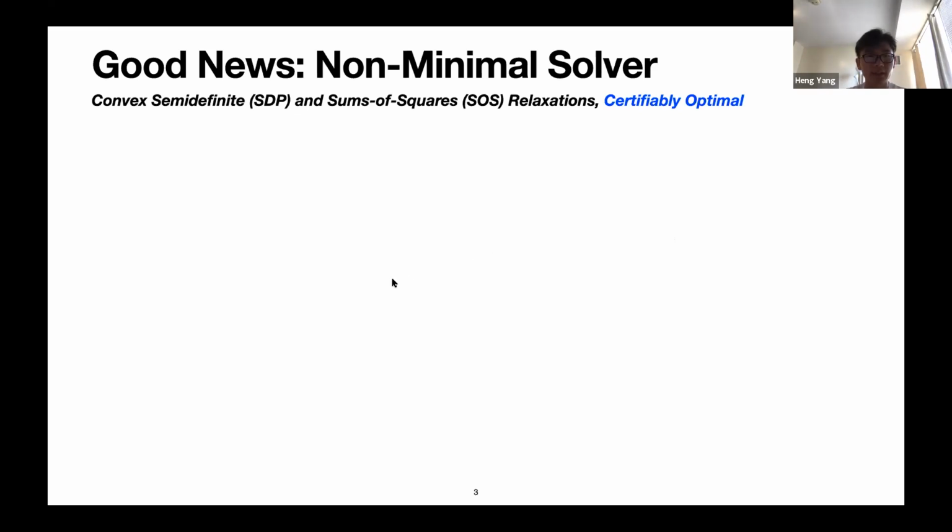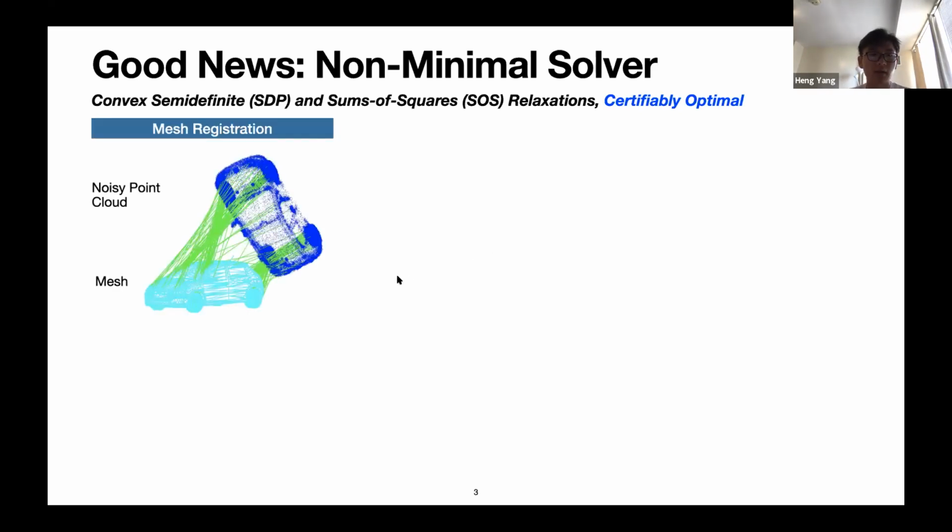For example, we've seen examples like mesh registration, where we have a clean 3D mesh and a noisy point cloud observation of the mesh. Given all correct correspondences from the mesh to the point cloud, we have the globally optimal solver proposed by Borealis a few years ago that can compute the globally optimal alignment from the mesh to the noisy point cloud.